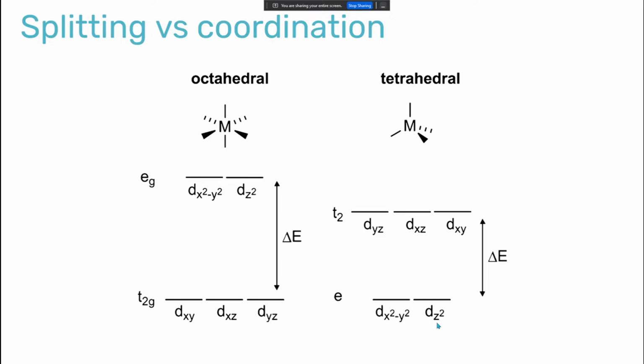You don't at the moment need to memorize it. It is kind of useful, but it is not so crucial. What is crucial is that you remember for octahedral, 2 above, 3 below. For tetrahedral, 3 above, 2 below.